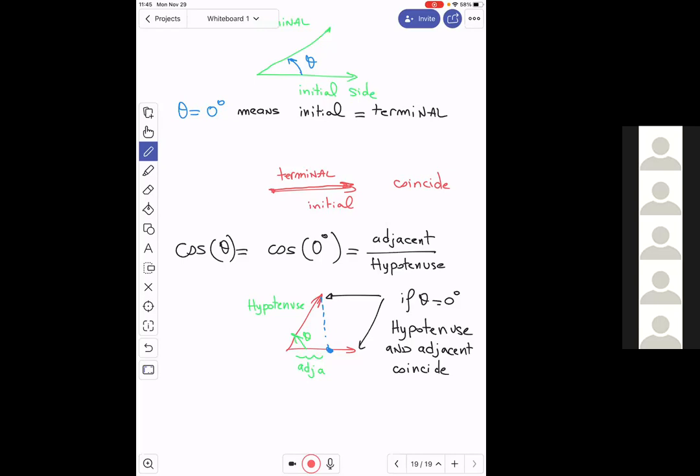So if they coincide, it means they are equal. They are the same thing. So the adjacent side is equal to the hypotenuse in this case, right? So the hypotenuse is equal to your adjacent side. So then what will be cosine of 0, if the hypotenuse is the same thing as the adjacent side?